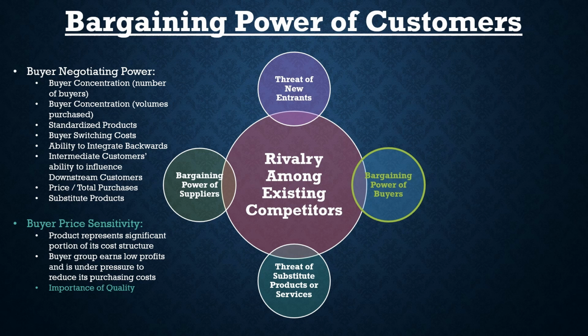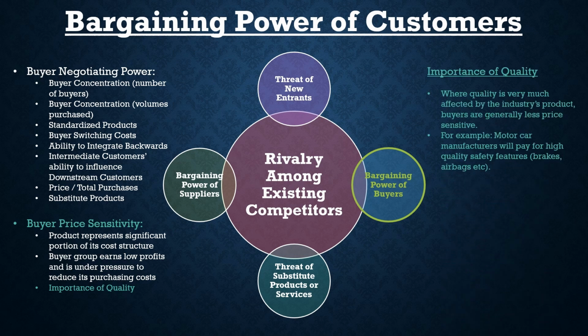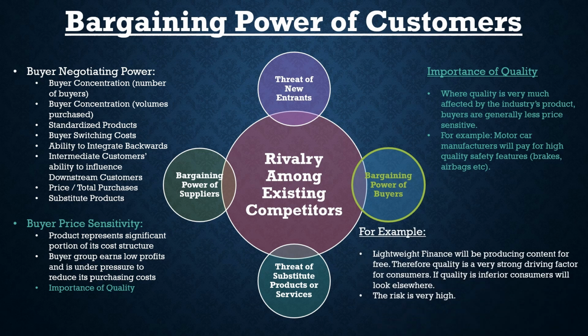Next, within buyer price sensitivity, we need to consider the importance of quality. Where quality is very much affected by the industry's product, buyers are generally less price sensitive. For example, motor car manufacturers will pay for high quality safety features such as brakes or airbags. For example, Lightweight Finance will be producing content for free. Therefore, quality is a very strong driving factor for consumers. If quality is inferior, consumers will look elsewhere. This risk is very high.